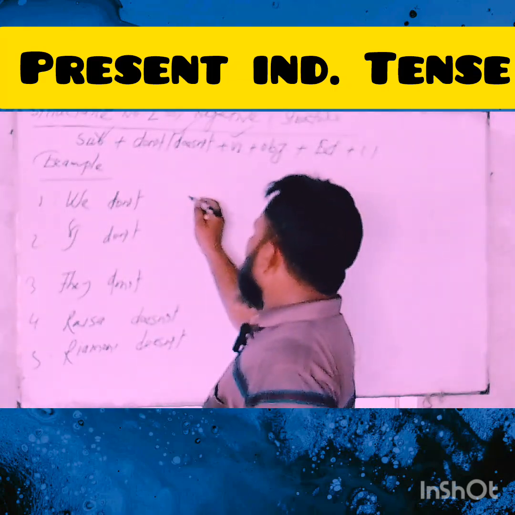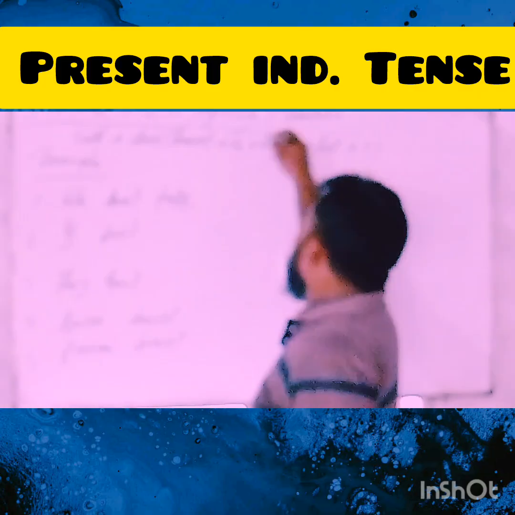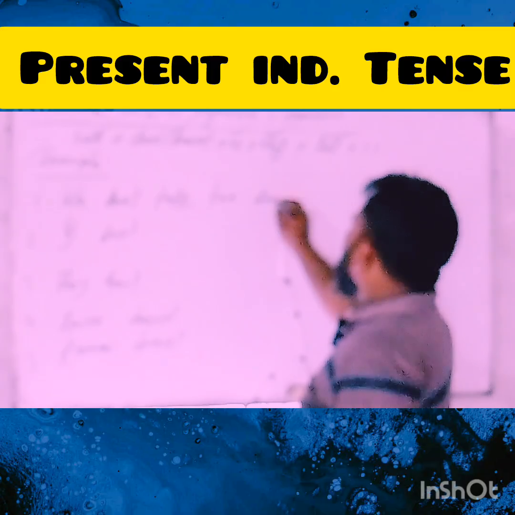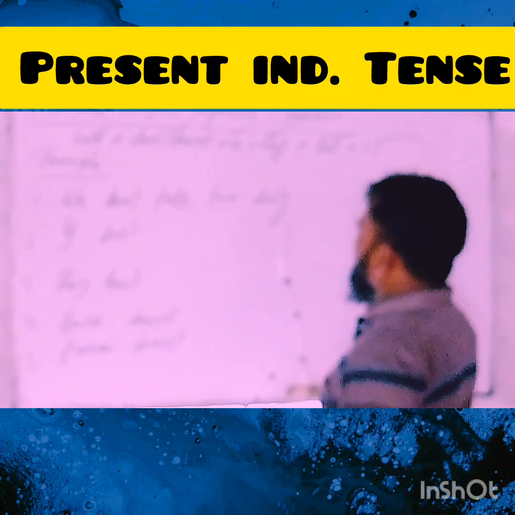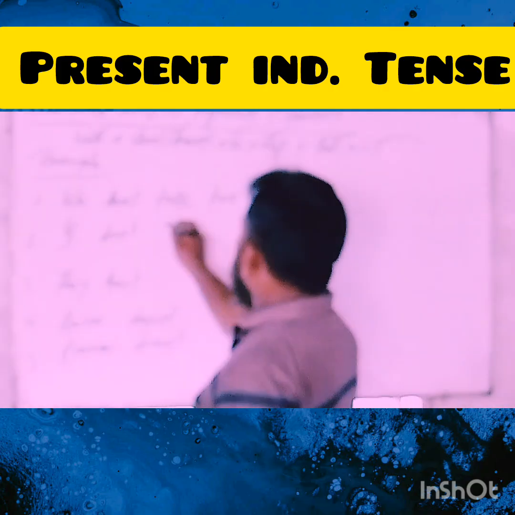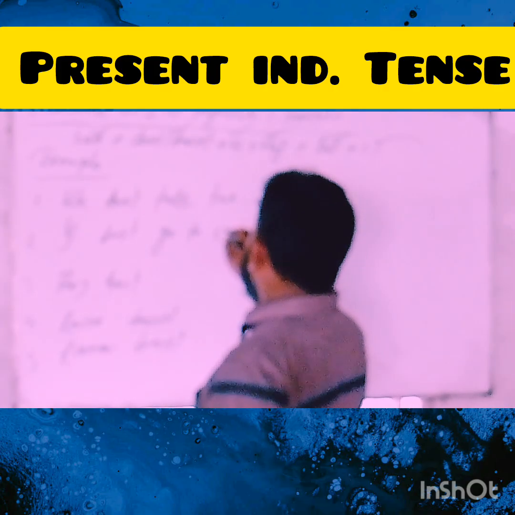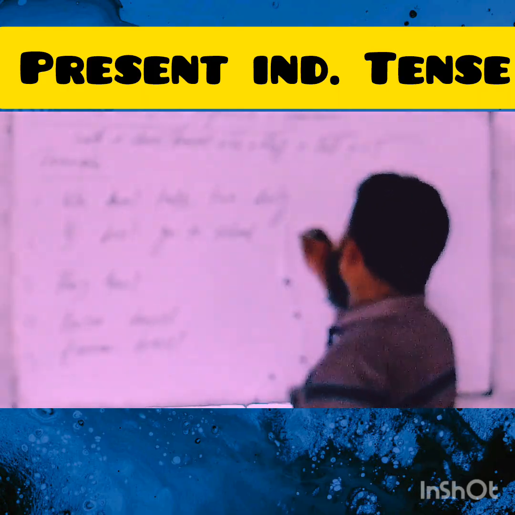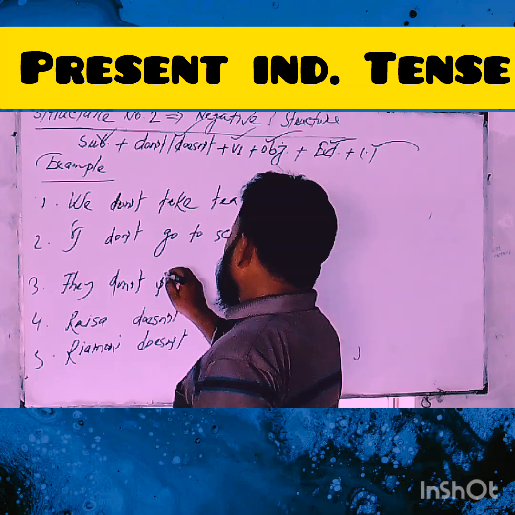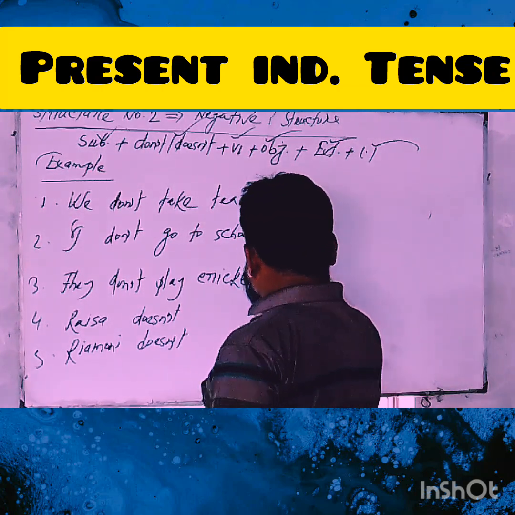Suppose I write take, then object, she, extension, daily, finally full stop. My dear learners, second sentence: I don't go to school daily. Next, they don't play cricket daily.